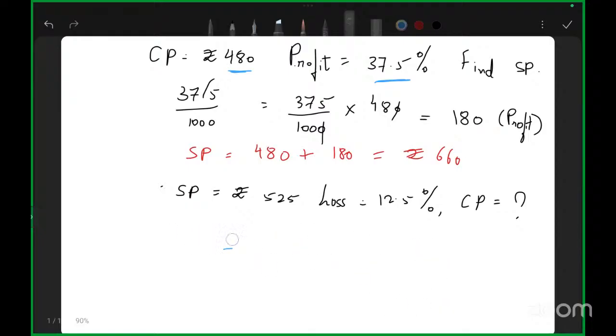Then to find out the selling price, I have added the cost price and profit, because cost price plus profit is equal to selling price. So then I got 660. Hope it's clear now.